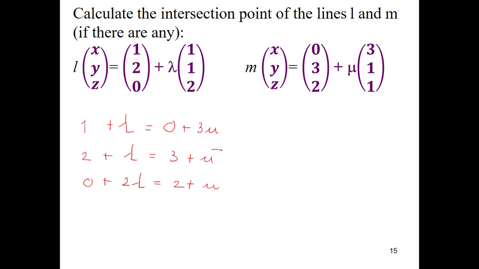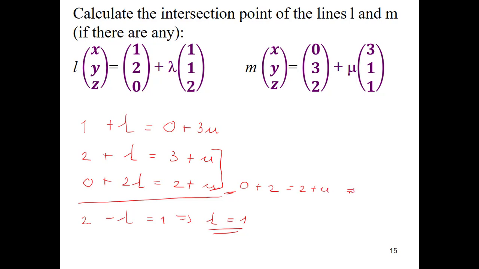So let's take these two. So I have 2 plus lambda being 3 plus mu, and 2 lambda equals 2 plus mu. If we subtract these two, then we will lose the mu. So that means 2 minus lambda would be 1, so that means lambda would be 1. Okay, then we can figure out the mu by just filling in the lambda in one of the equations. So let's do it in this one. So 0 plus 2 would become 2 plus mu. So now we calculate mu being 0.